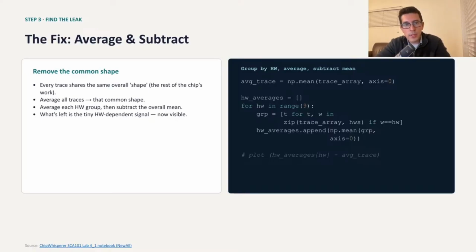Then we group the traces by Hamming weight value from 0 to 8, average within each group, and subtract the global mean trace. What's left in each group is a tiny waveform that represents the Hamming weight dependent part of the power. When you plot those mean minus mean traces, the SBox leakage suddenly becomes visible.